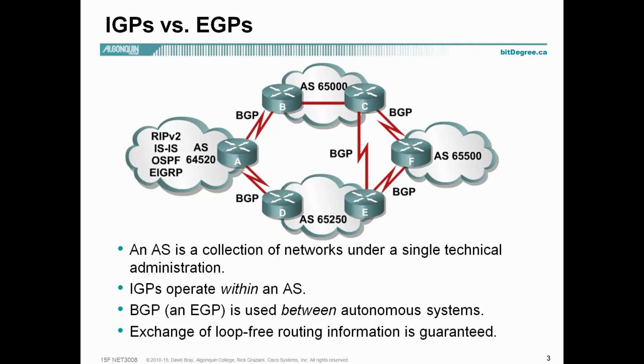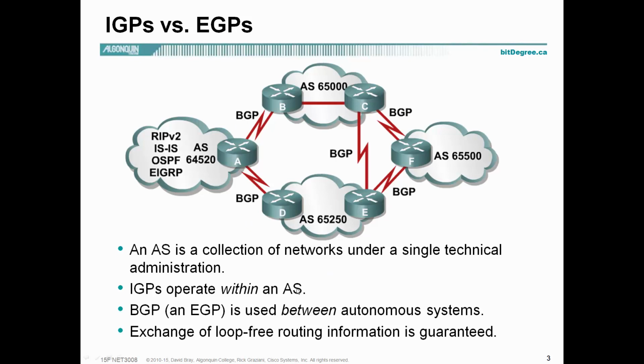So just to drive home with this diagram the difference between IGPs versus EGPs, if you look at this diagram, we have a number of routers here in different ASs. So notice router A is in AS 64520, routers B and C are in AS 65000, and so forth. And in this diagram it's shown that BGP is running between them.